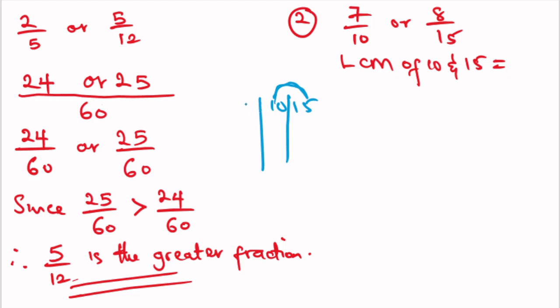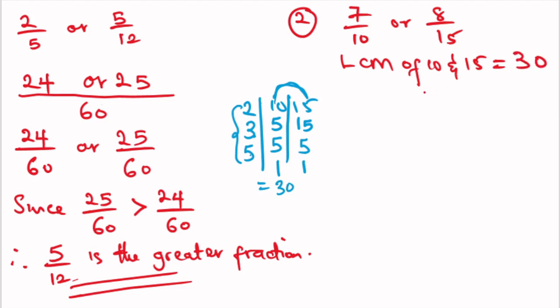So 2 in 10 will have 5, 2 in 15 cannot go, so write back 15. Now the next number is 3, because 3 can go in 15. 3 in 5 we write 5 because it cannot go. 3 in 15 is 5. Now 5 can go, so 5 in 5 is 1, 5 in 5 is 1. So we've been able to get the lowest common multiple of 10 and 15. We multiply these factors: 2 times 3 is 6, 6 times 5 is 30. So the LCM of these two numbers is 30.